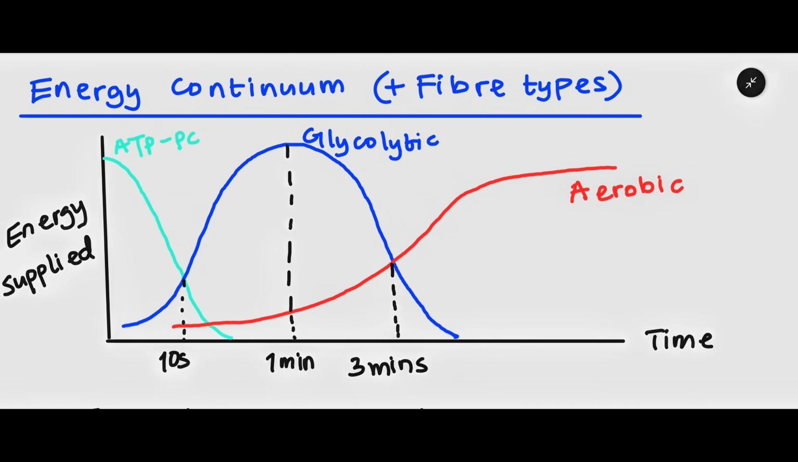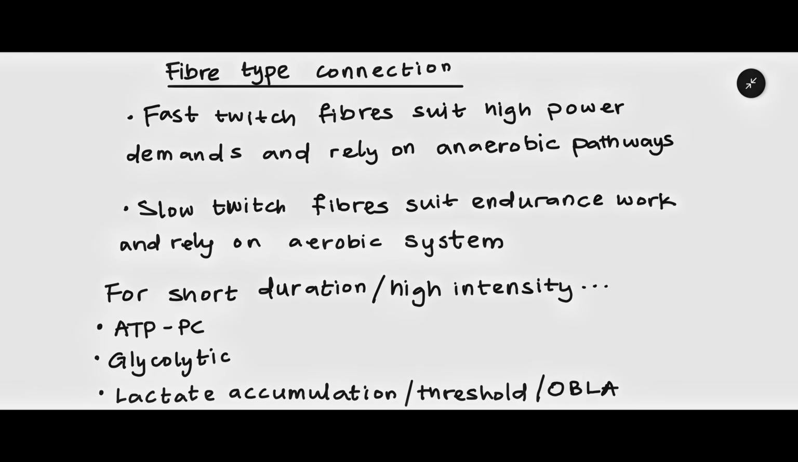system dominates. Now let's connect this to muscle fiber types, because this is where your answer starts sounding genuinely high level. Fast twitch fibers are built for high power output. They are better suited to explosive, high-intensity work. That means they rely more heavily on anaerobic pathways during maximal efforts. Slow twitch fibers are more fatigue-resistant. They are better suited to endurance work. That means they rely much more on aerobic metabolism. So if you link fiber type to the dominant energy system, you show real understanding.